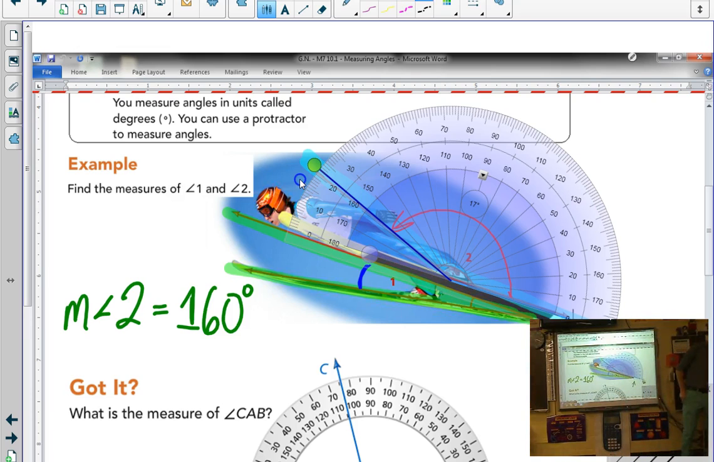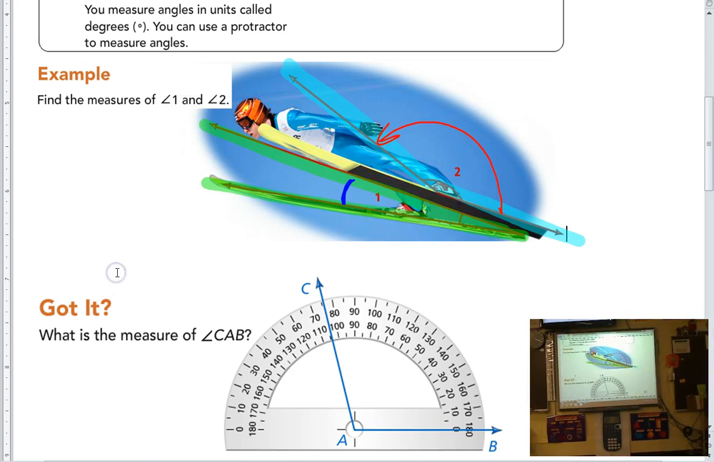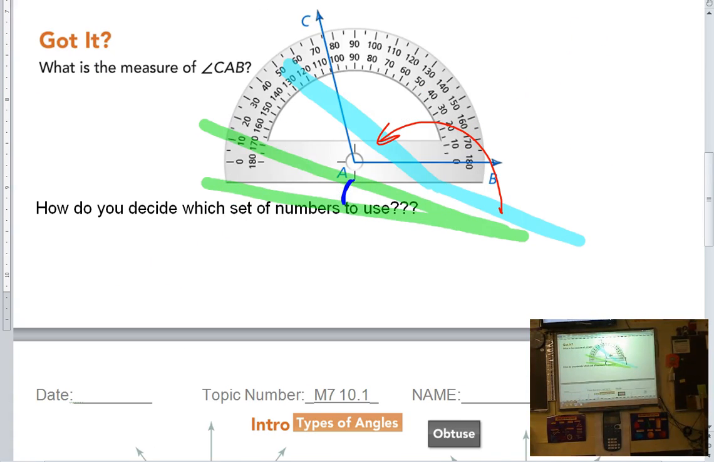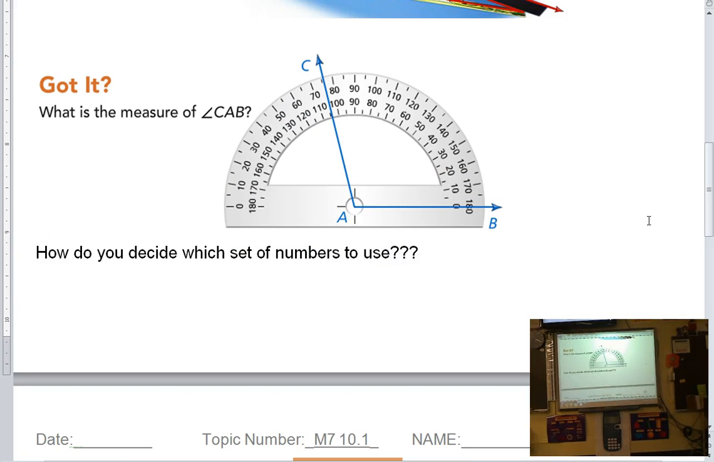Any questions? When you use the inner rim, like this, I call this inner rim. Do you use that one in obtuse? No, so which set of numbers we use is all determined by the 0. So let's try another one that is not printed so dark.